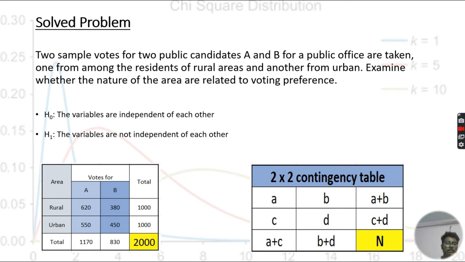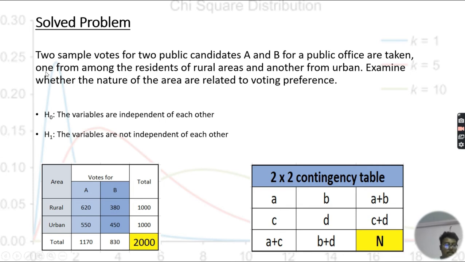It's asked that two sample votes of two public candidates A and B. See, A and B are two candidates for a public office. Samples are taken, one from among the residents of the rural areas and another from among the residents of the urban areas. We are asked to examine whether these two variables are independent of each other or dependent on each other. That is, what are the variables? The candidates and the residential area of the voters. That is, whether the residential area of the voters influences their choice of candidates or not, in simple language.